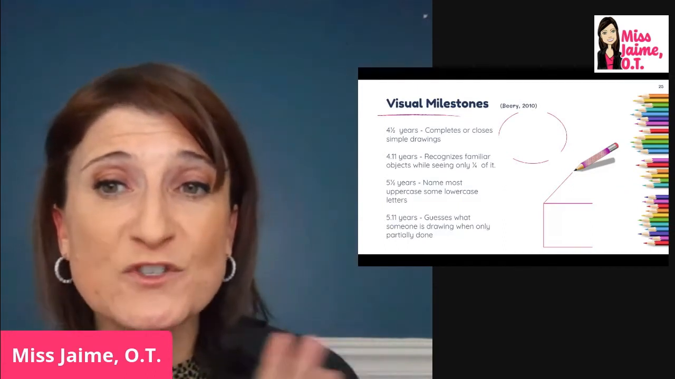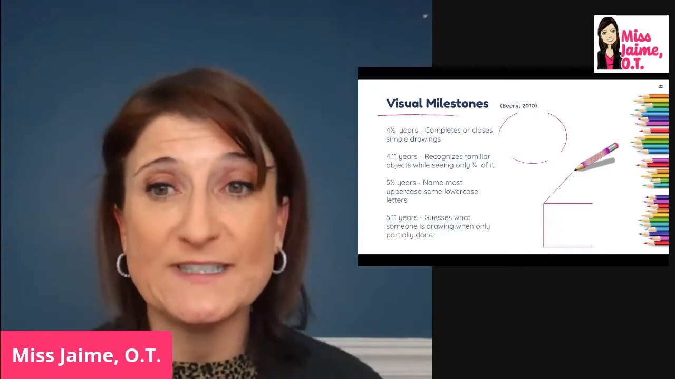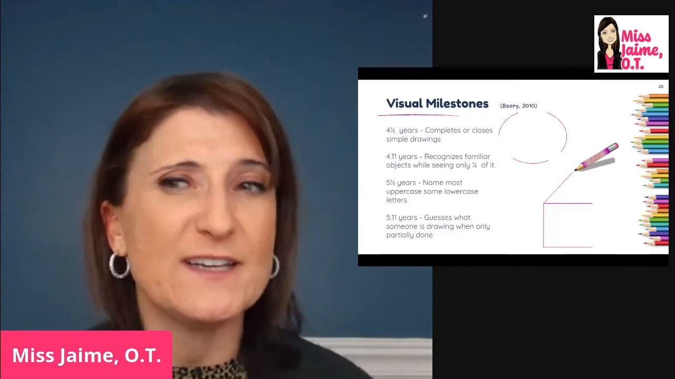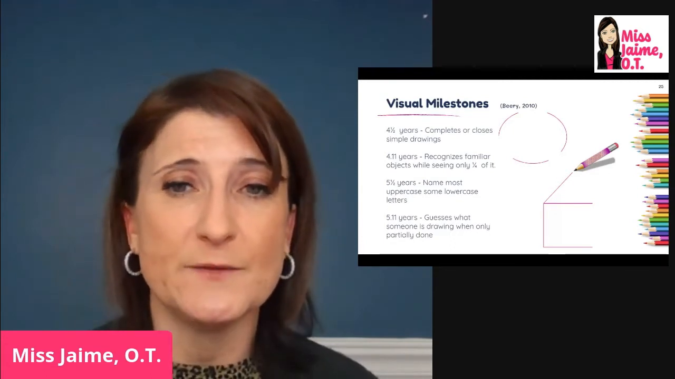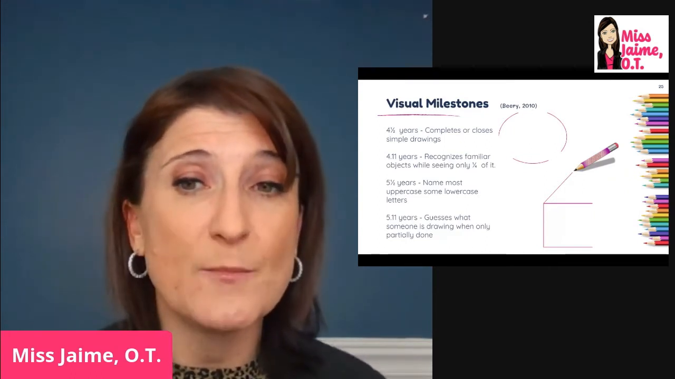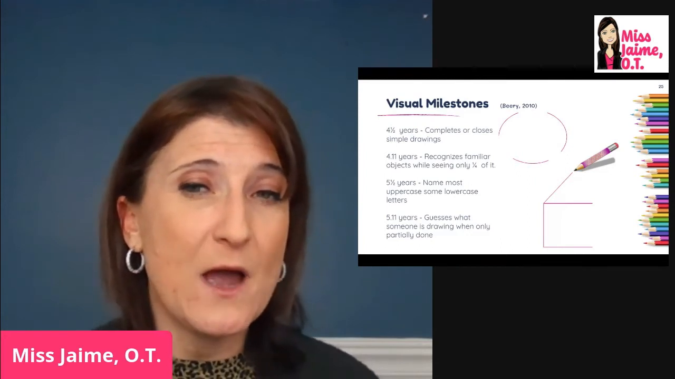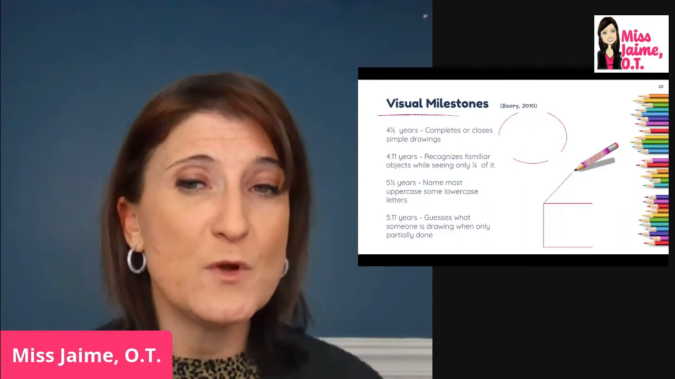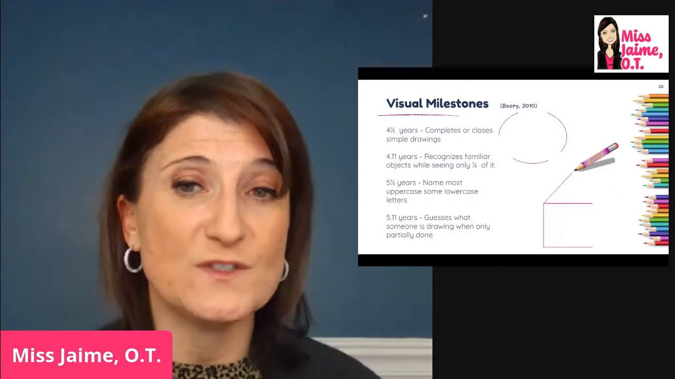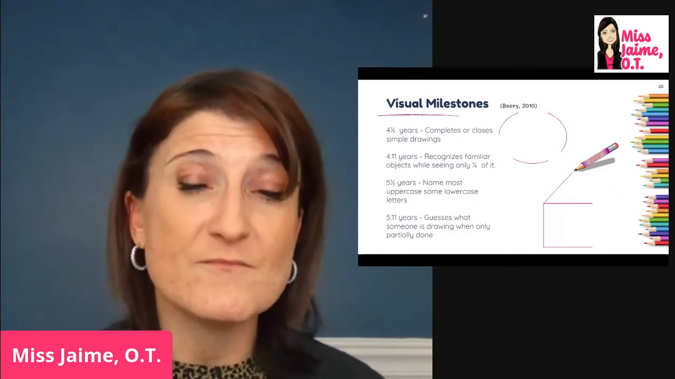By the time they get to be almost around 5, they should be able to recognize a familiar object while only seeing a portion of it. So, for example, this section of a house, kids may recognize, I think that's a house, even though it's not done. By 5.5 years, they should be able to name most uppercase and some lowercase letters. So, 5.5 years, that's about the middle of kindergarten for most children. And look at the expectation. They should be able to name most of the letters, not write all of the letters, name them.